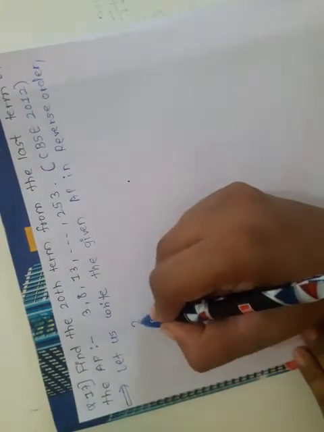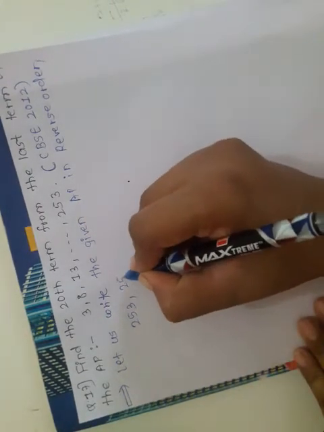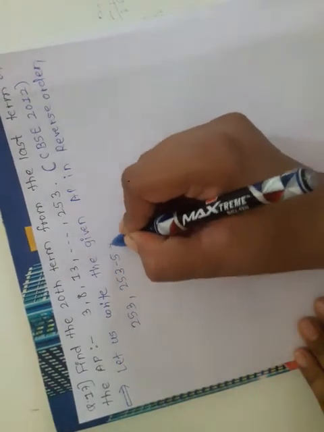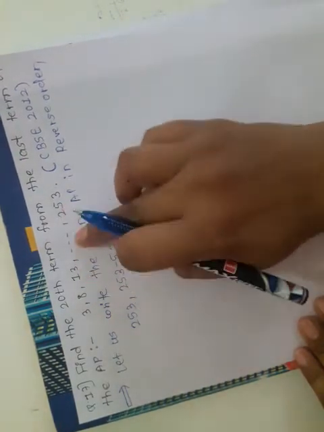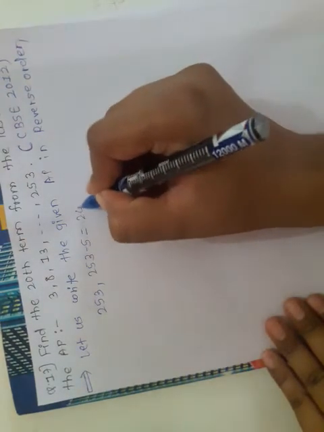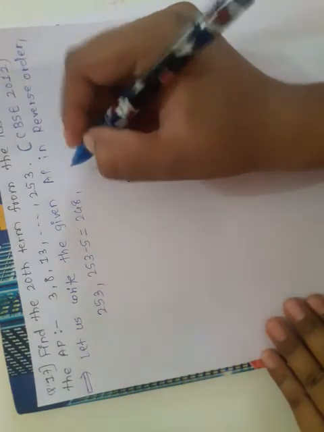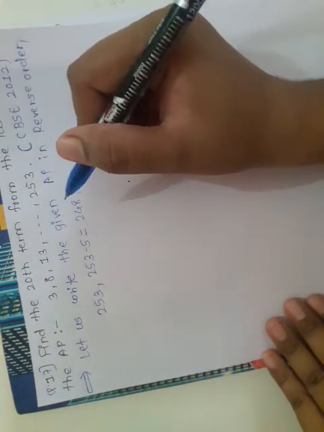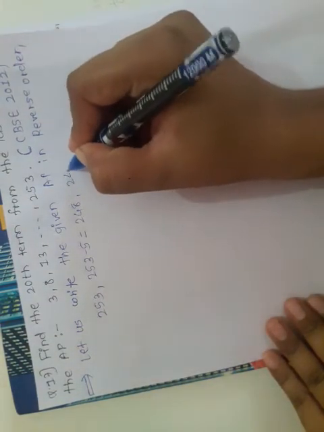Then we get 253 as our first term. Then 253 minus 5 is our next term, because the common difference is 5. So 253 minus 5 is 248. This is our second term. Then 248 minus 5 is 243.